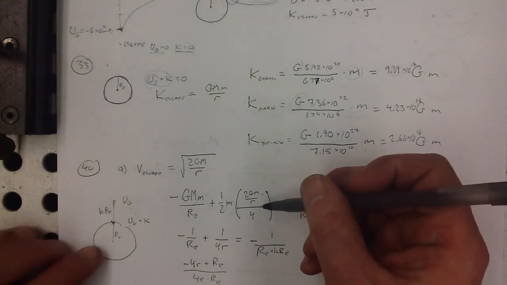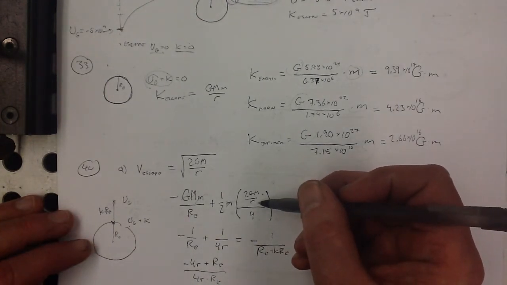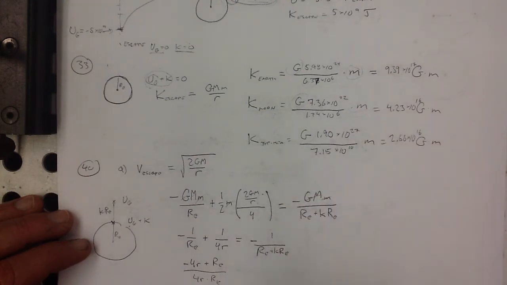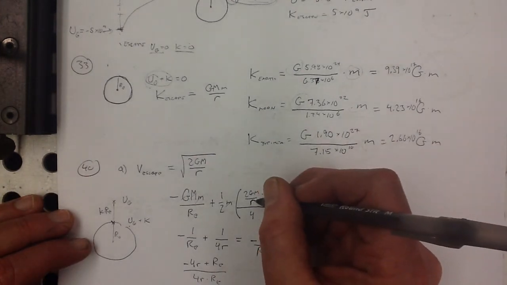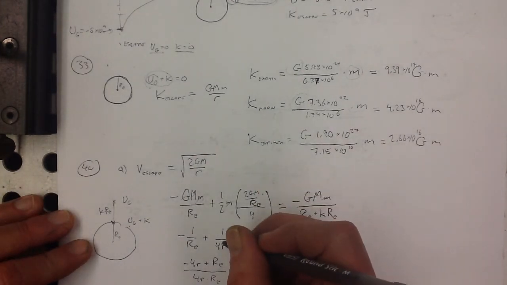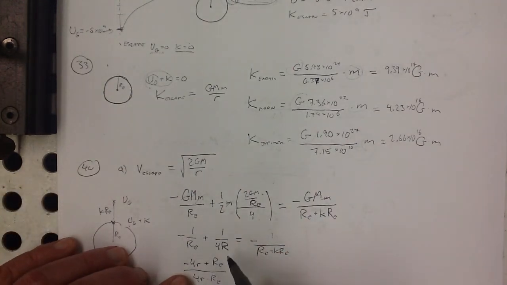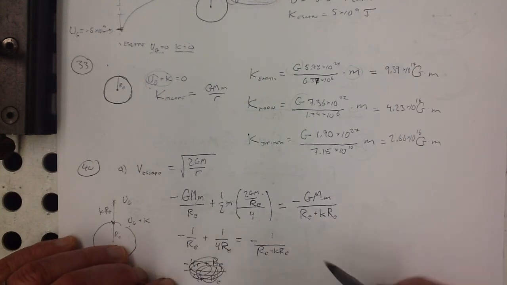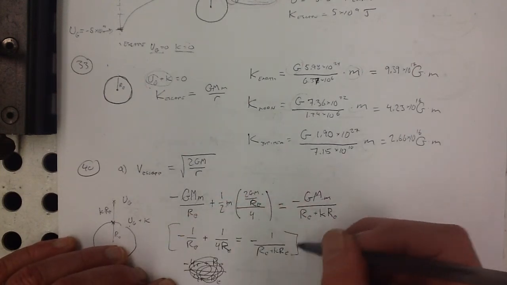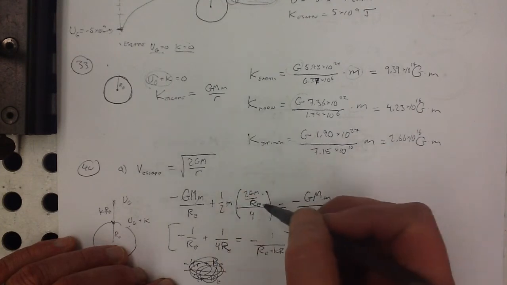Wait a minute, what's this R here? This is another R. Dang it. That's another RE, isn't it? Why did you tell me that? So that's going to make this a little easier, because now you could multiply this whole equation through by RE. Sorry, I just stuck another R there, but that's the radius of the Earth, isn't it?